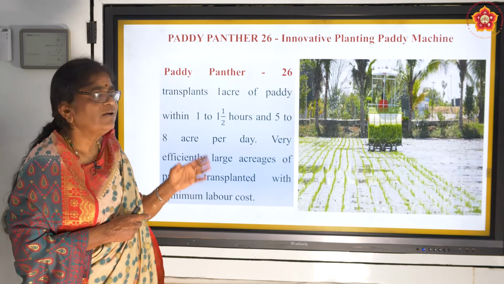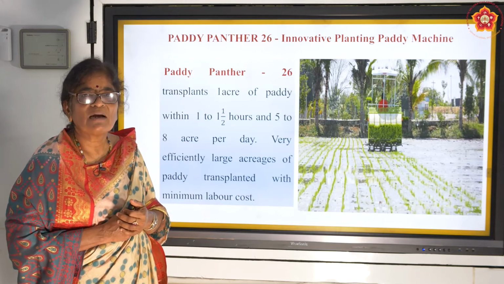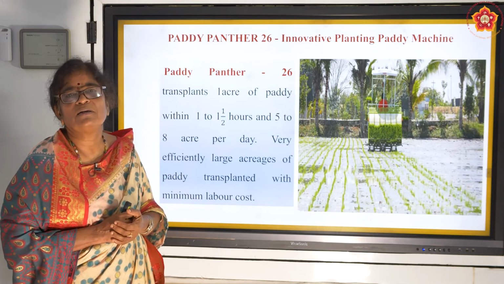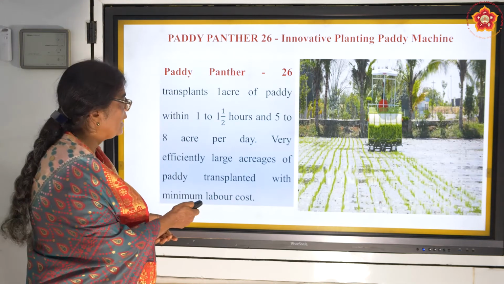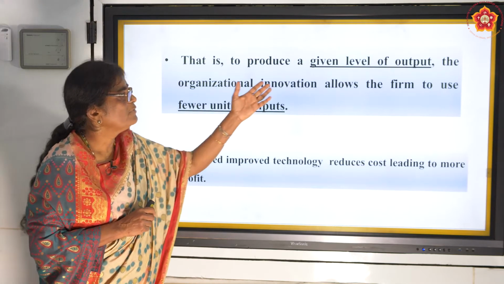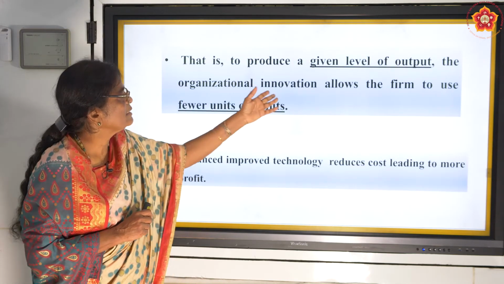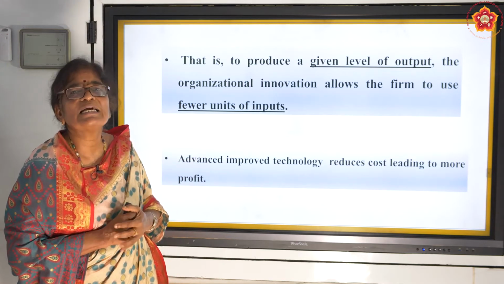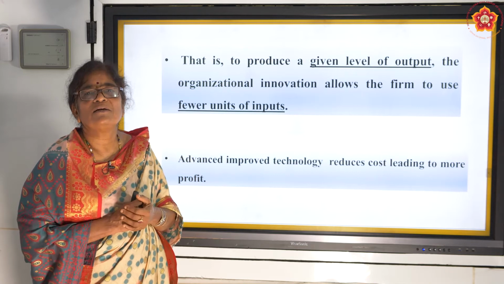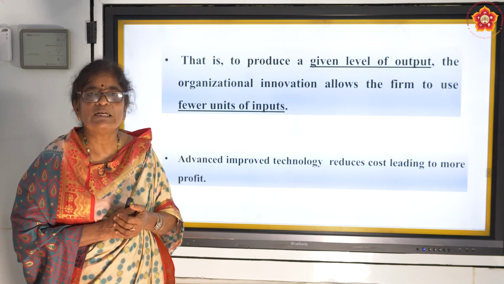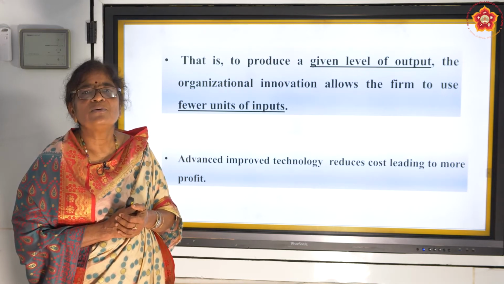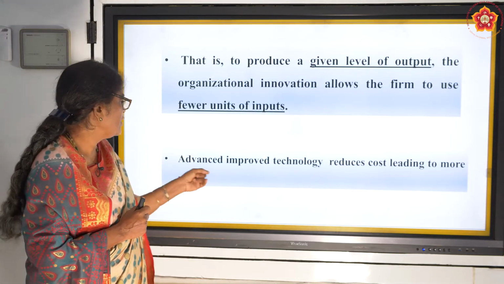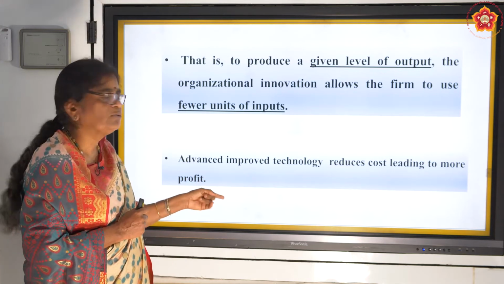Therefore, what happened? Efficiently, within a short time, large acreages were planted with paddy seedlings, cutting the cost of labor very drastically. And therefore, for a given level of output, the organizational innovation allows the firms to use fewer units of input. Now, on the same 1 acre of land and the same capital, you will get the maximum level of output due to the adoption of the new machine for transplantation of paddy. Therefore, advanced improved technology reduces cost, leading to profit.